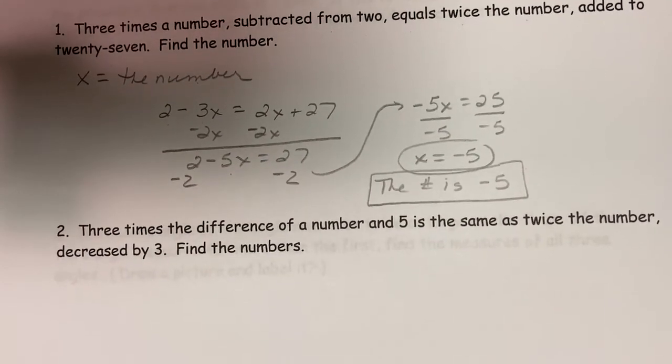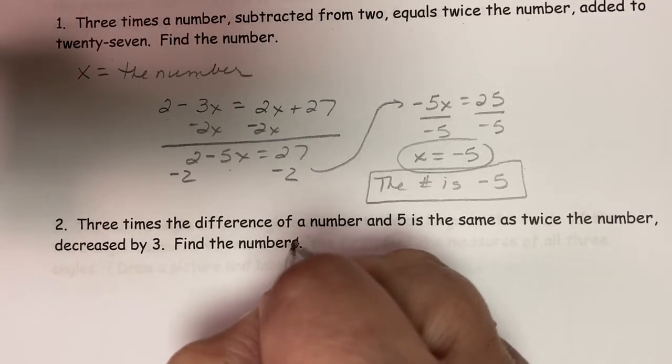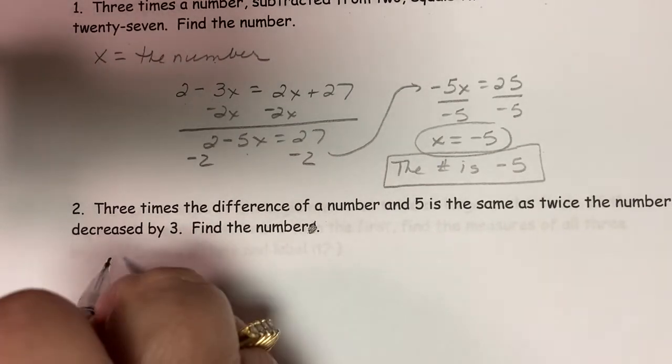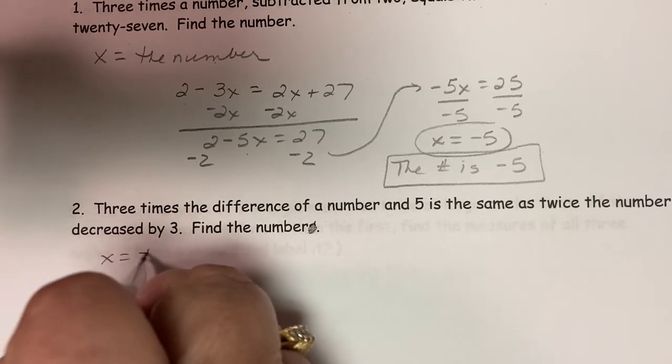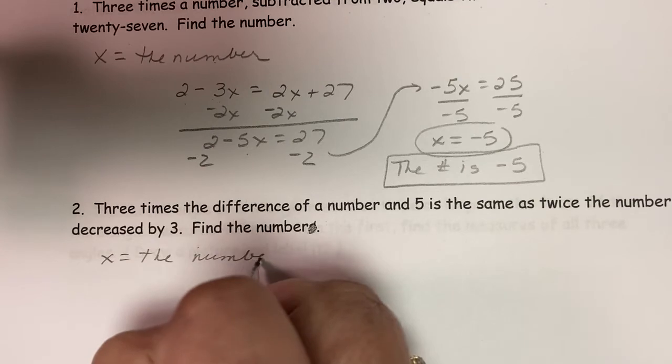Let's look at number 2. 3 times the difference of a number and 5 is the same as twice the number decreased by 3. Find... now I have the numbers here, but I'm thinking it's just number. There's just one number spoken about there. So we're here to find the number. So again, very boringly, let's use x equals the number. That's what we're looking for.